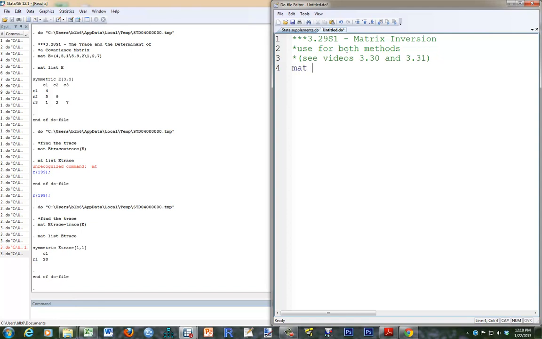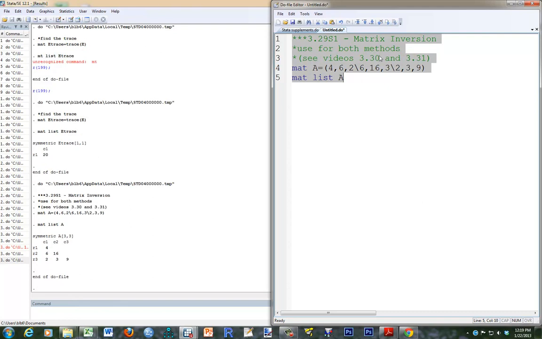So let's have a matrix A, and we will give it the values 4, 6, 2, 6, 16, 3, and then 2, 3, 9. And let's take a look below on the left side. Alright.